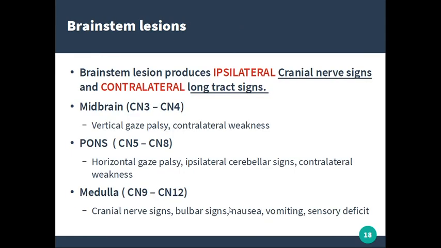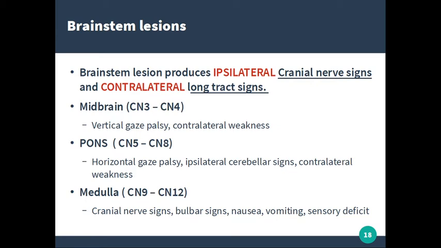Brainstem lesions. So the brainstem lesion usually tends to produce a specific sign, usually resulting in an ipsilateral cranial nerve sign and a contralateral long tract sign. For example, usually lesions occurring in the midbrain will affect the nuclei of cranial nerve 3 and 4, resulting in a vertical gaze palsy or a contralateral weakness.